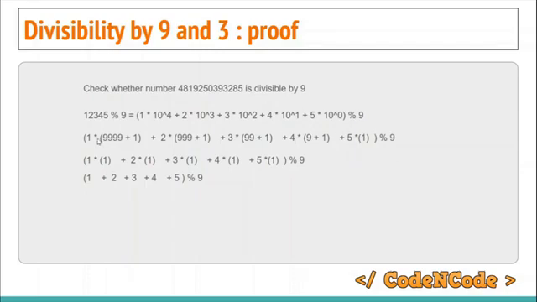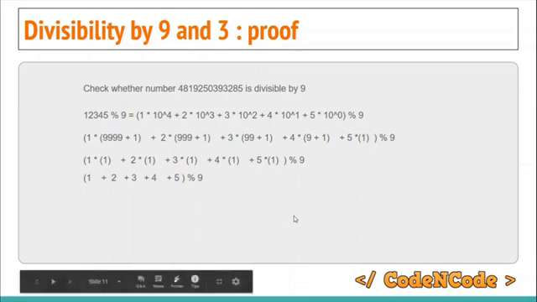Same goes for 3, because any multiple of 9 is also divisible by 3, so all these would result in 0 even if you take 3 here. So it would again be 1. All this would transform into 1, and finally all you would be left with are the digits. So to test the divisibility of any integer with 9 and 3, we would simply take the digit sum and check whether it leaves remainder 0 or not. So this was the proof for divisibility by 9 and 3.